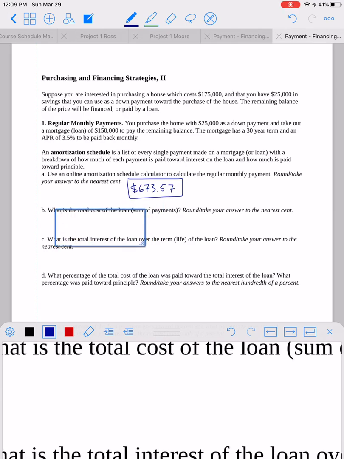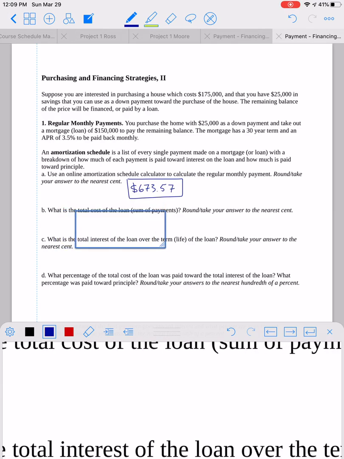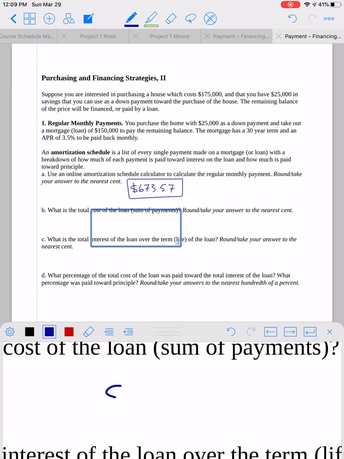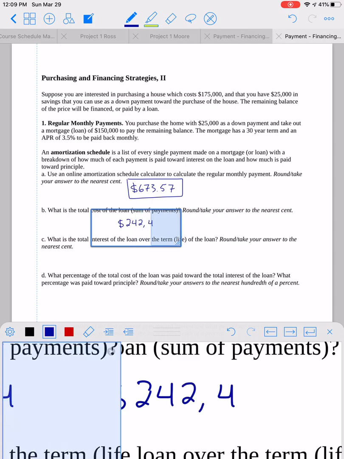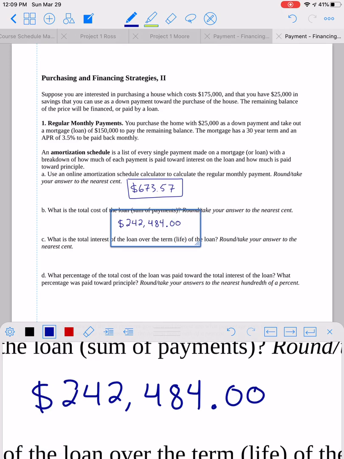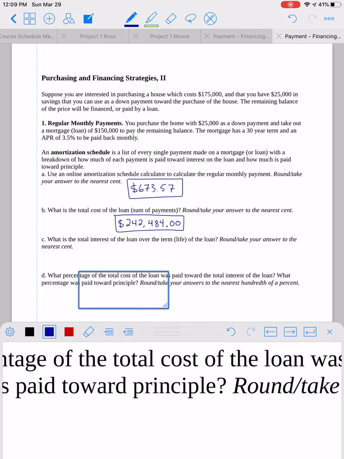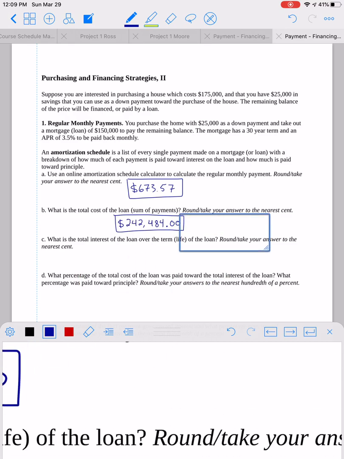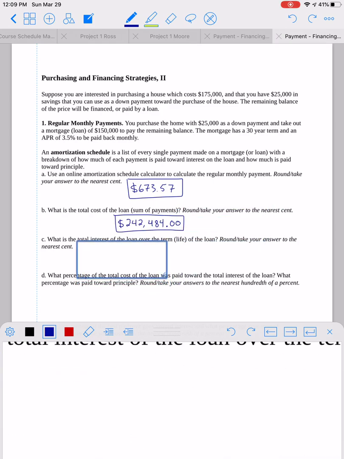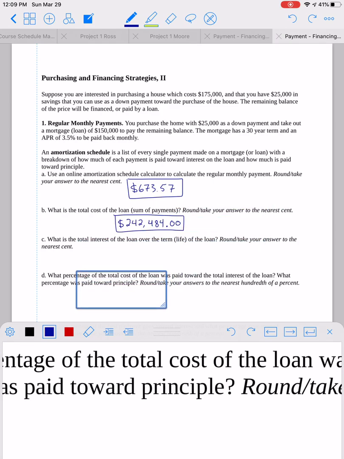The total cost of the loan, well, that amortization calculator gave that to us as well. If we wrote that down, we recall that that was $242,484.00. We'll take it to the nearest cent. If there's no cents, we just put 0.00. Okay, that's the correct way to satisfy these instructions right here, just for answer formatting and our more complicated WebCampus assignments.